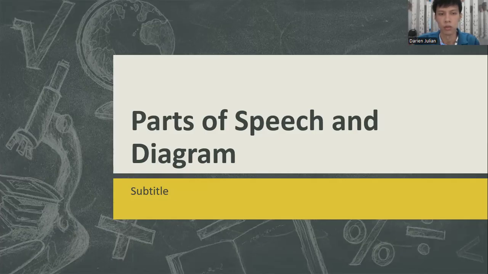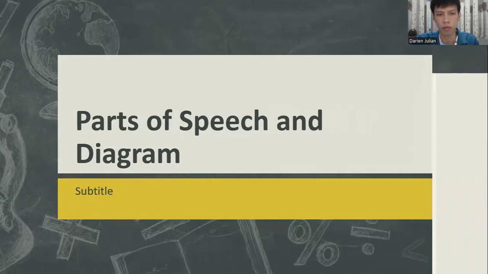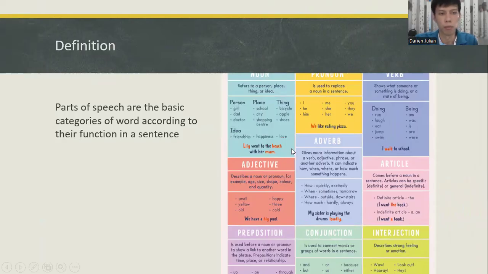Today I'm going to make a presentation about parts of speech and diagram. Parts of speech are the basic categories of word according to their function in a sentence. In other words, they show how words are used, whether they name something, describe something, show action, or connect ideas.